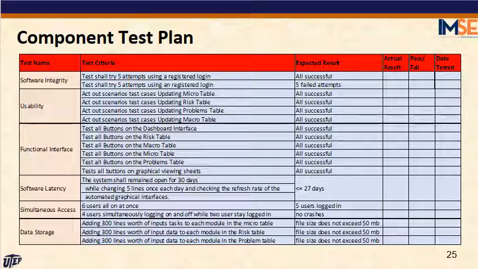Listed below is an expected integration result sheet. It addresses the following items: the items that will be tested, the test criteria, and the expected result. For example, at the very top we have software integrity as one of the test names. For that criteria, it should be: the test shall try 5 attempts using a registered login. The expected result is that all items were successful, or there was 5 failed attempts. At the end of the sheet, the individual doing the testing can provide the actual result of the test and whether it passed or failed, along with the date that the item was tested.